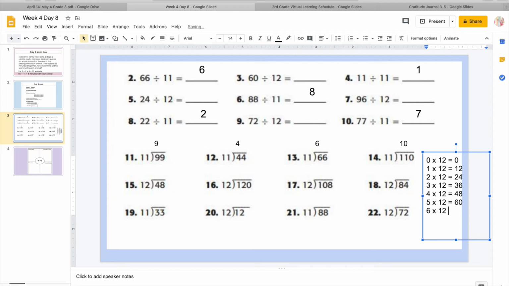Then I'm going to do 6 times 12, and I'm going to put 60 in my head and add 12. So 60, 61, 62, 63, 64, 65, 66, 67, 68, 69, 70, 71, 72. So I'm going to keep doing this pattern, and you guys can do it quickly with me.